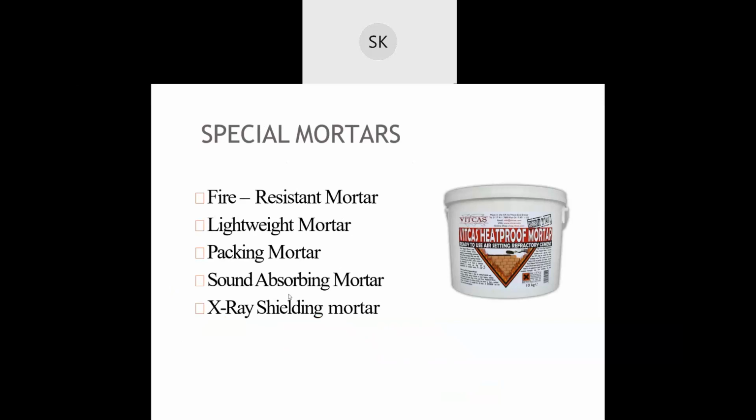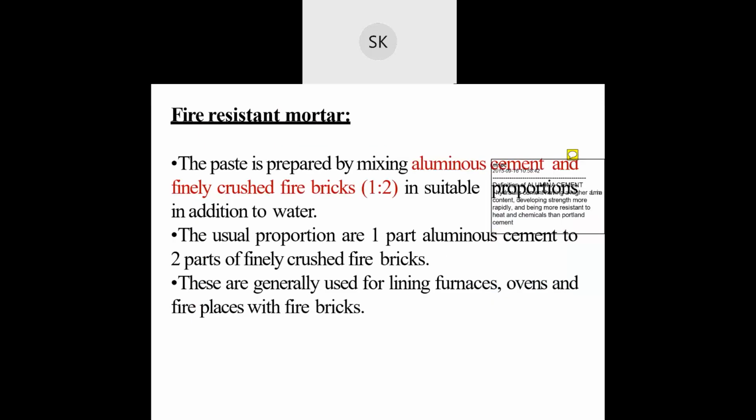Now there are some special mortars: fire resistant, lightweight, packing, sound absorbing mortar, or X-ray shielding mortar. So you may have seen some rooms or halls which absorb sound, acoustic, basically in halls and auditoriums, they use soundproofing walls, right? So they use sound absorbing mortar.